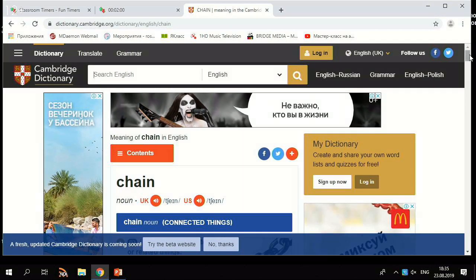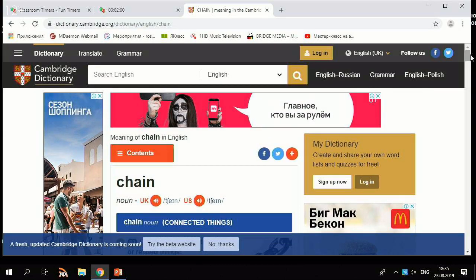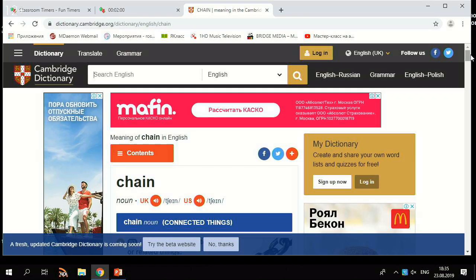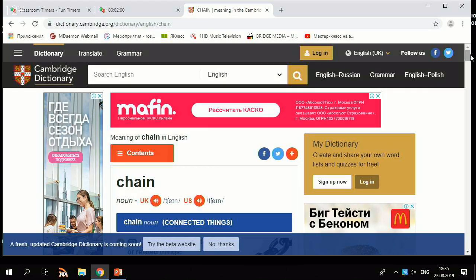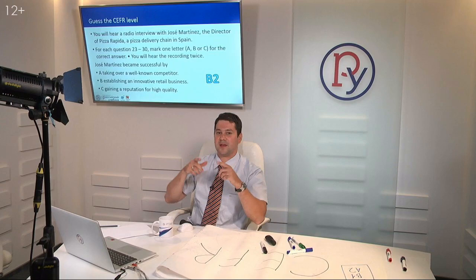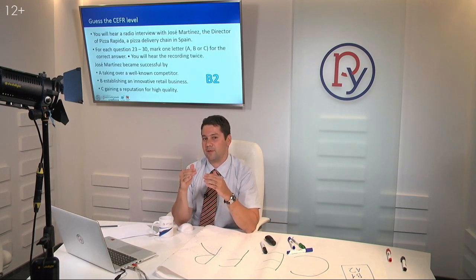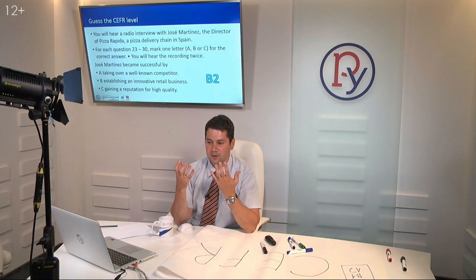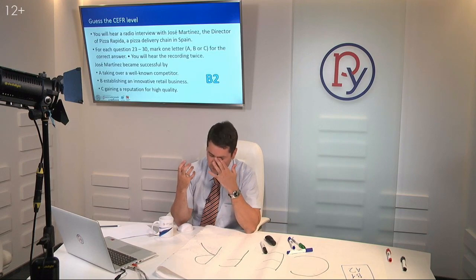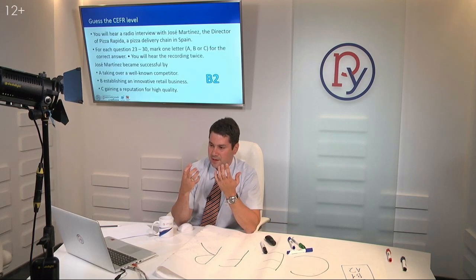Chain is B2, when you mean a set of connected or related things. In a listening task, you can't possibly have B2 vocabulary in your task rubric, because your focus of assessment is their listening, not their reading. In a reading task, you can have some language, around 5% of the language, which is above the language level, because this way you also assess their CFR. You also assess their compensatory skills.